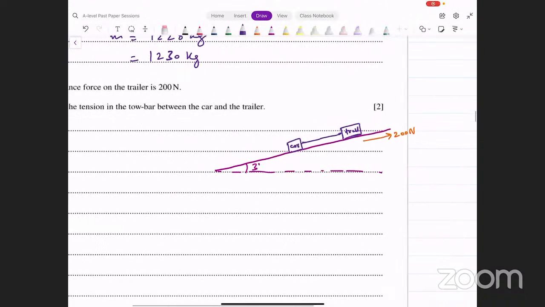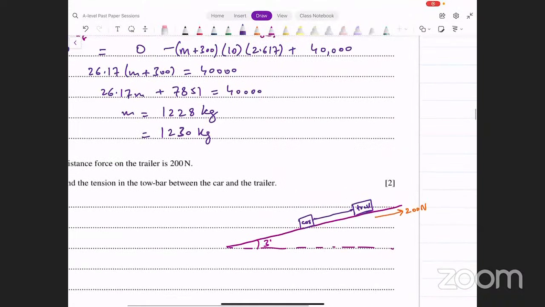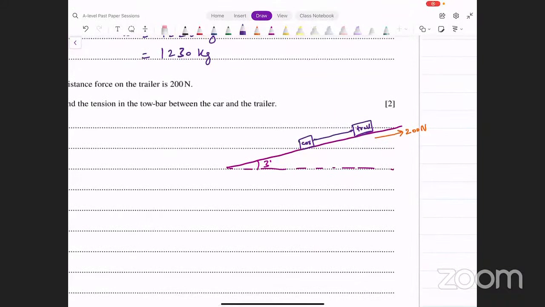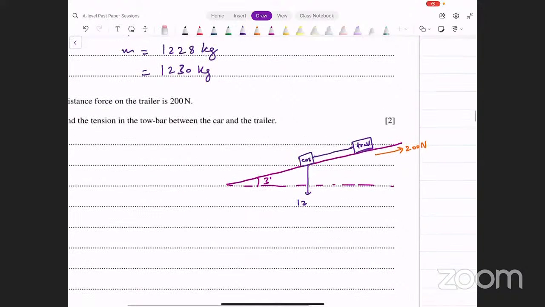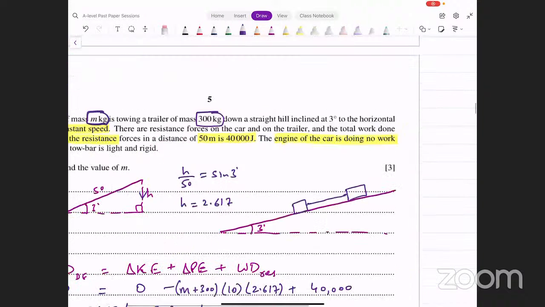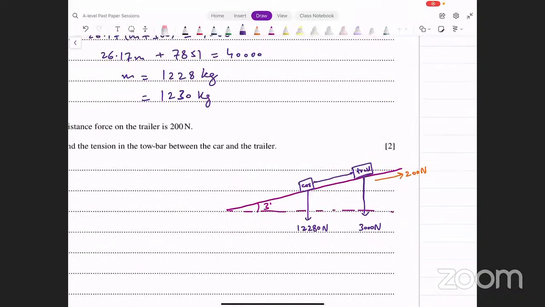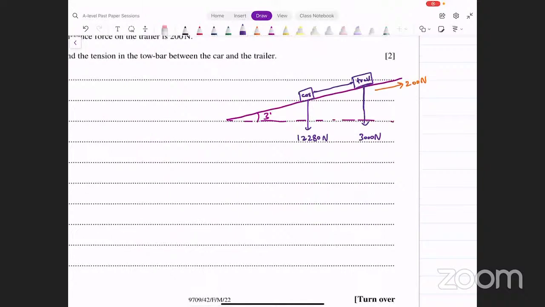Then we have their weights. कार का वेट कितना आ गया? हमने उसकी अभी मास, उसका मास निकाला है 1230 kilograms approximately. That's going to give us 12,300 Newton. That's the weight of that. It's better to use exact actually. That was 12,280 Newton. That's the weight of the car. We've got the weight of the trailer. Uska mass kitna diya hua tha? It was 300 kilograms. So that will be 3,000 Newton. Okay. अच्छा, ये हमारे पास दोनों के weights आ गए.